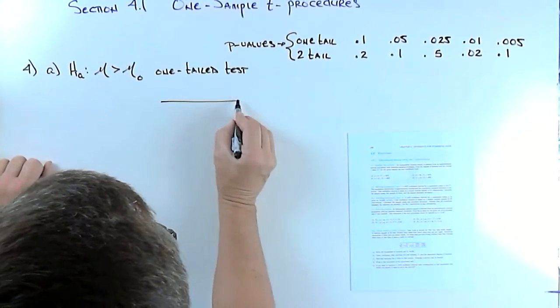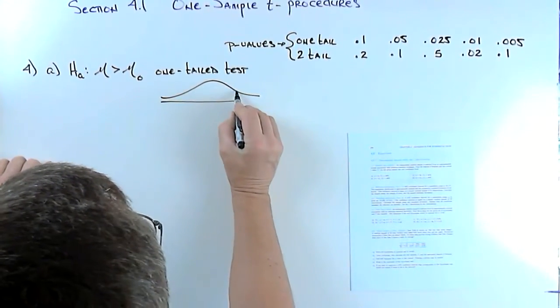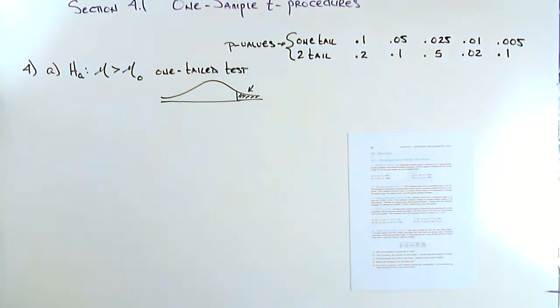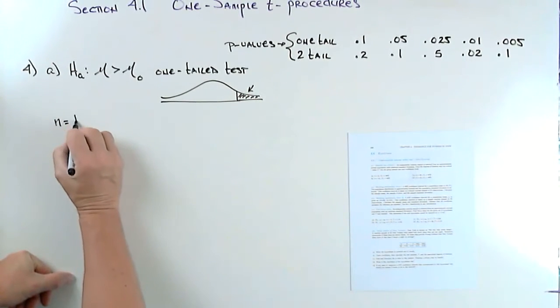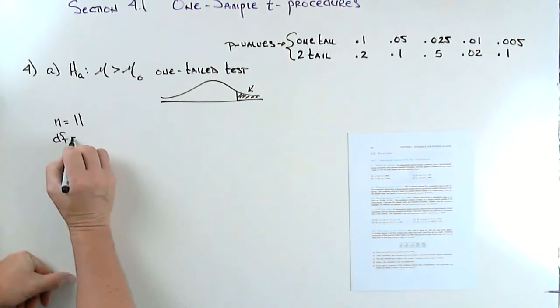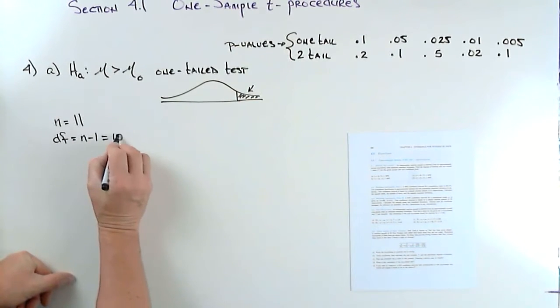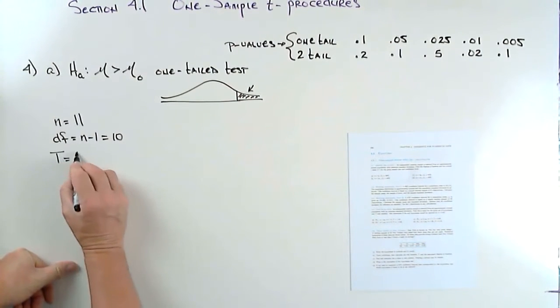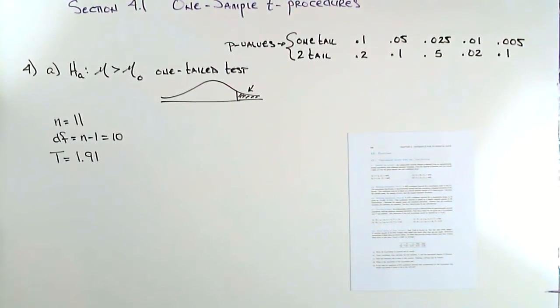So our rejection region, right? Our rejection region is this tail down here because it's greater than. So this is the tail that we are working with. It goes on and it says n is equal to 11, which means our degrees of freedom, which again is n minus 1, is going to be 10. And our t value is 1.91. It says in the problem, find the p-value for the given set of hypotheses and t-test statistic.